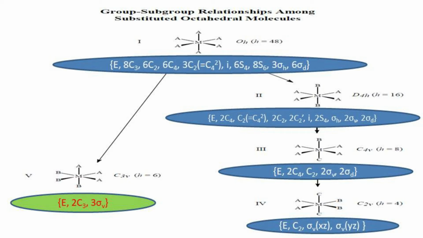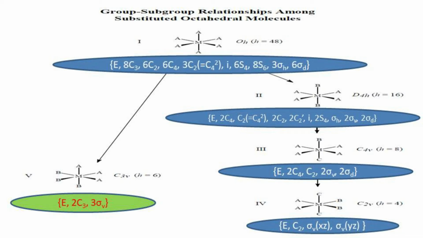Similarly, if you see the right side linkage, structure number 2. The point group is D4H. Total operations possible are 16. We can divide 48 by 16. So we can say D4H is a subgroup of octahedral. Let us continue. The structure number 3. C4V is a point group and the order of that point group is 8. We can divide 16 by 8, also 48. What can I say? C4V is a subgroup of D4H as well as of octahedral.